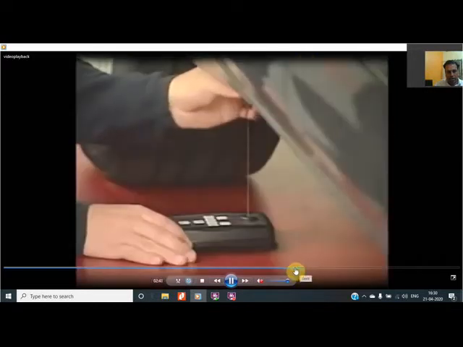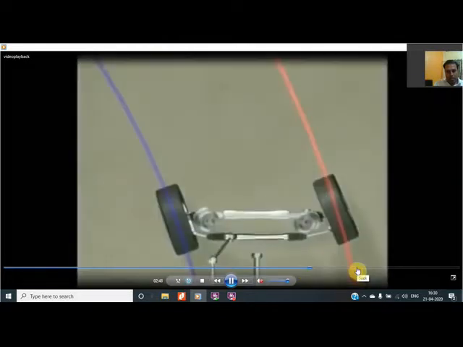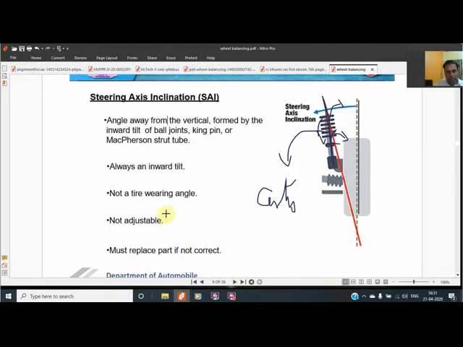Now this is the video. This is being shown over here. This is the position they have shown, what angle it is giving. The more proper the steering axis inclination is, the lesser the caster angle will be needed, and there will be more stability of the vehicle. So that's why this feature is given at the initial designing of the vehicle itself, because this can't be changed. And always an inward tilt is given, means the steering axis is tilted from the vertical direction towards the inward direction.